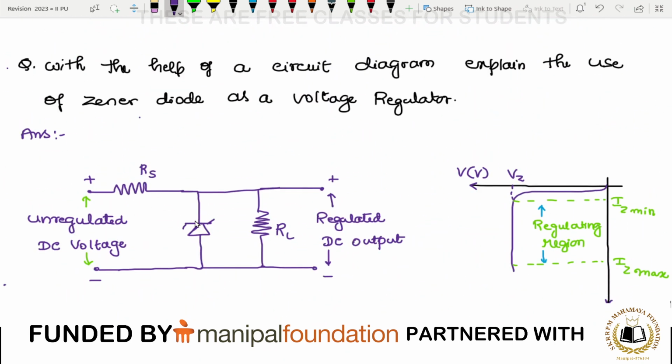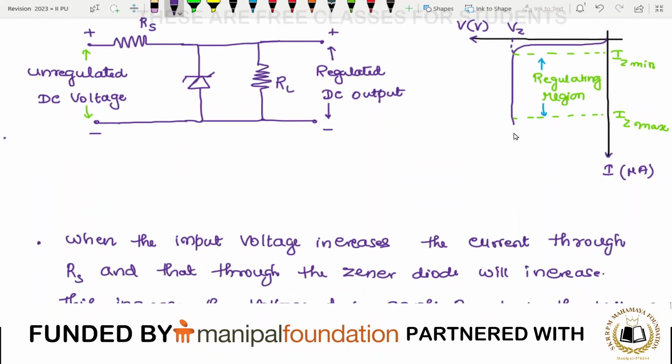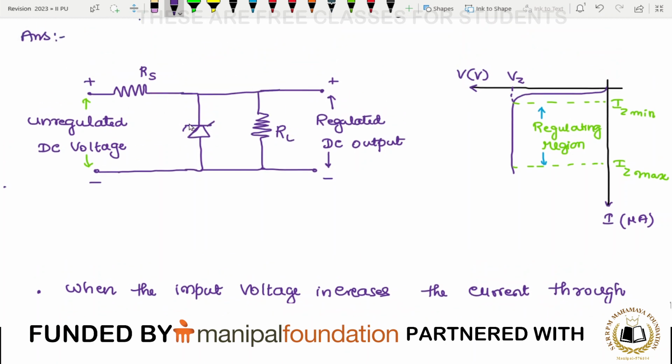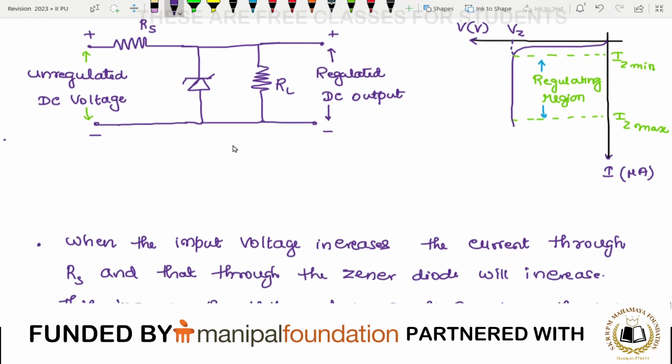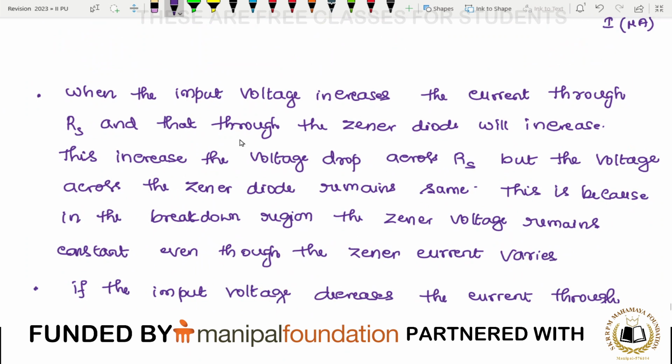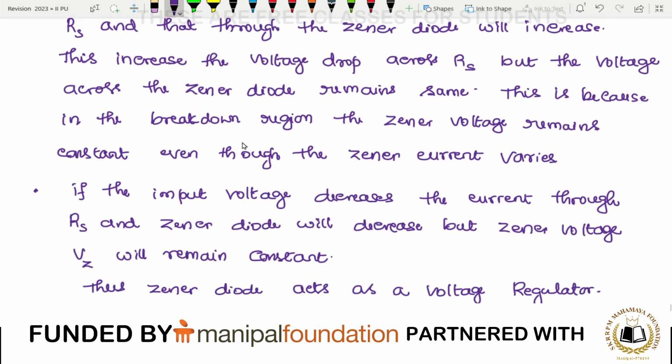So here RS and one Zener are connected in series and connected in reverse bias. As in the graph here, in the breakdown region, voltage across Zener remains constant, that is Vz written here. So current Iz minimum and here is Iz maximum. That is the regulating region. So if the input increases, what happens? Current through RS and Zener increases, but voltage across RS increases, whereas Zener remains constant, because in the breakdown region, Zener voltage remains constant even though Zener current varies.